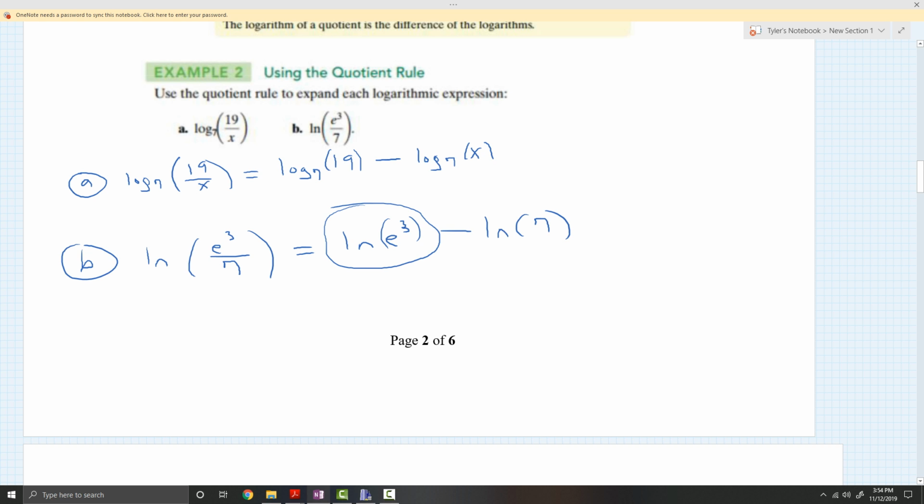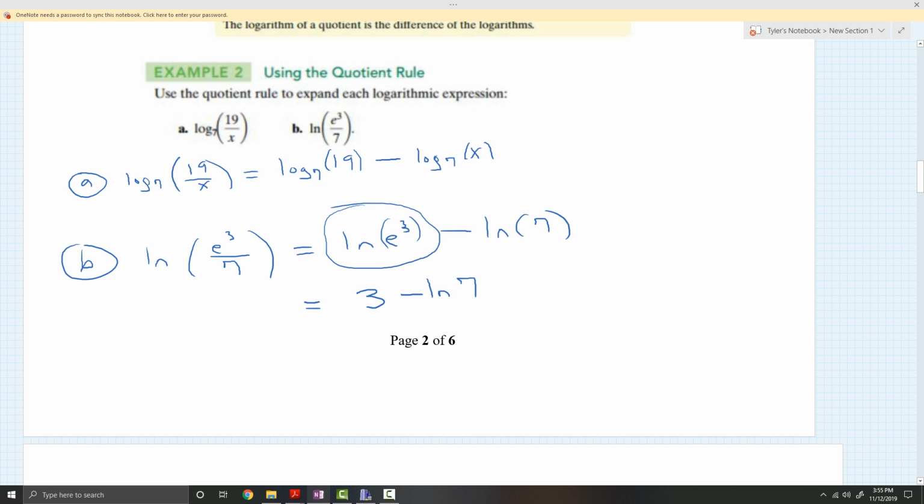And then I'm taking the natural log of e raised to some exponent, right? So immediately you should be thinking, oh, I can simplify that. This is one of those cancellation properties that we looked at previously. This is going to be just the exponent that's left, so just cubed. And then you'd have minus natural log of 7.